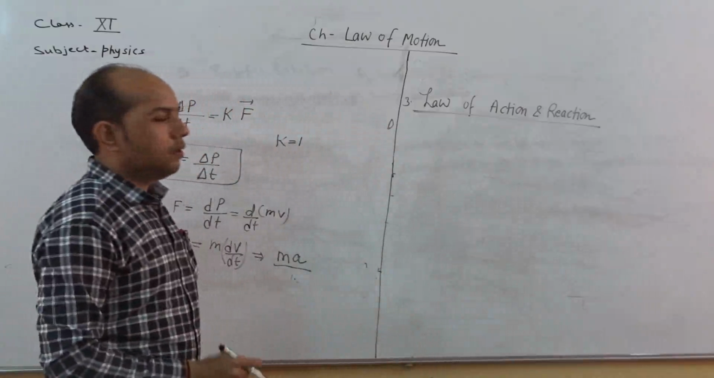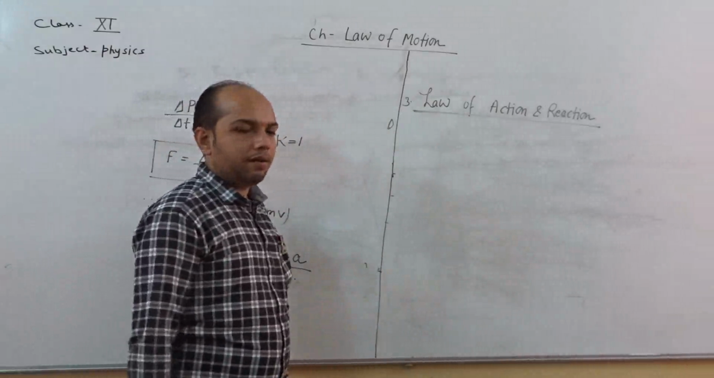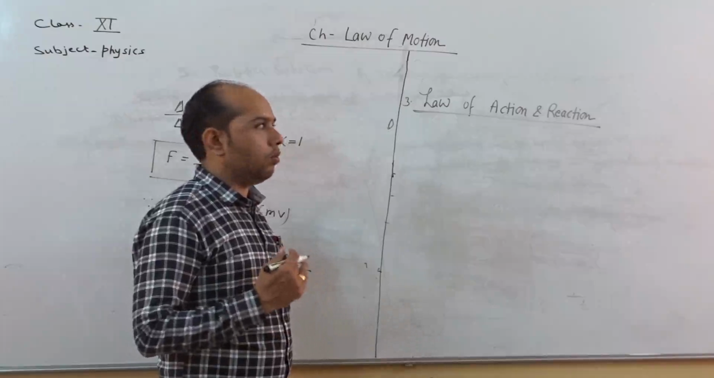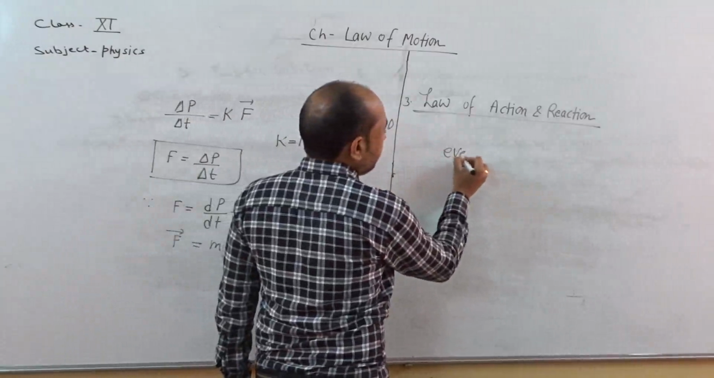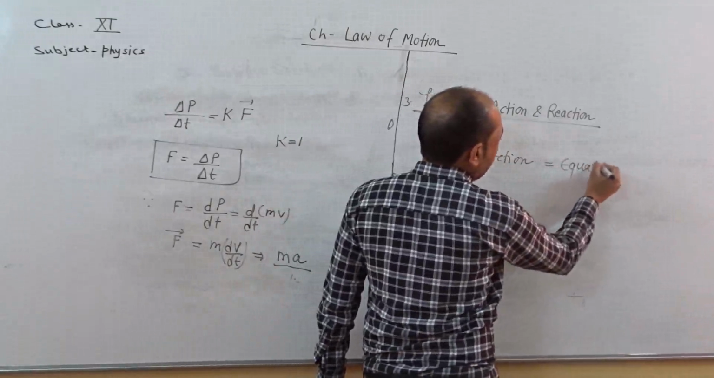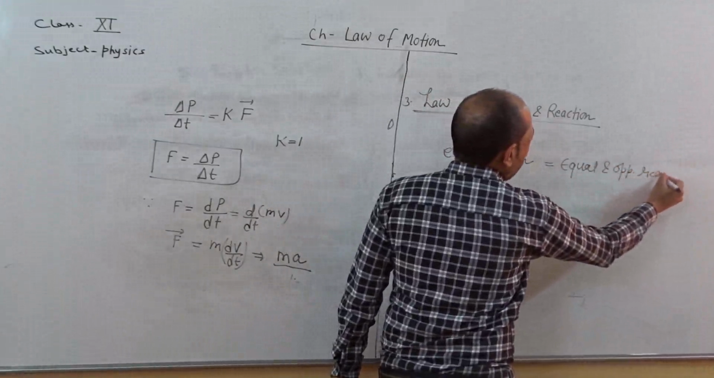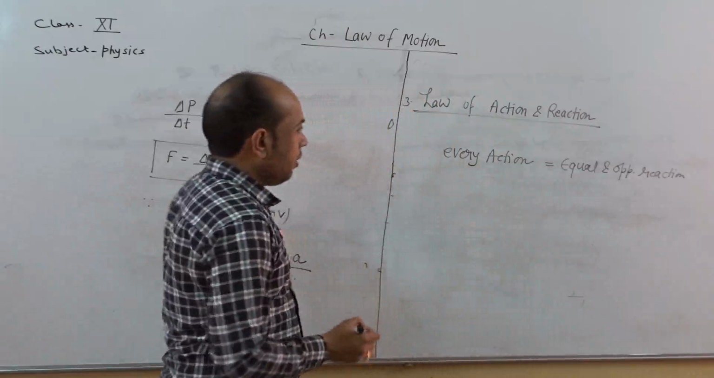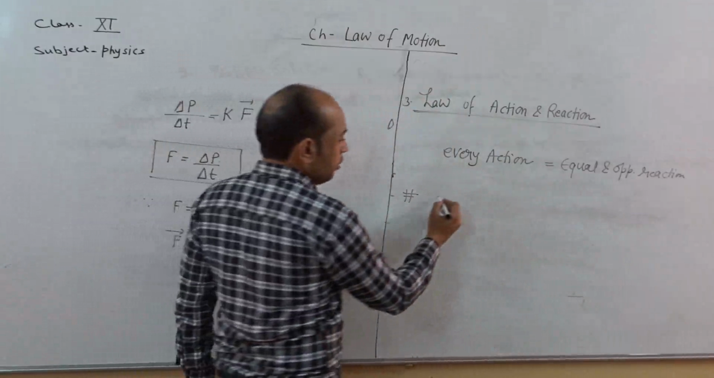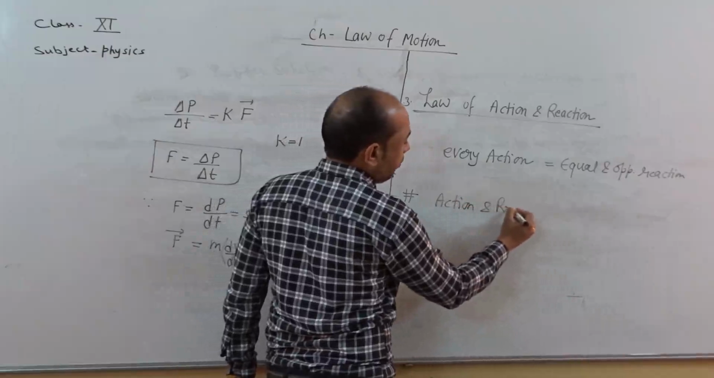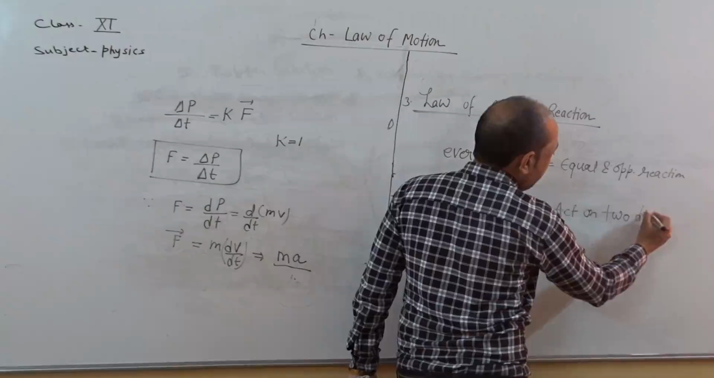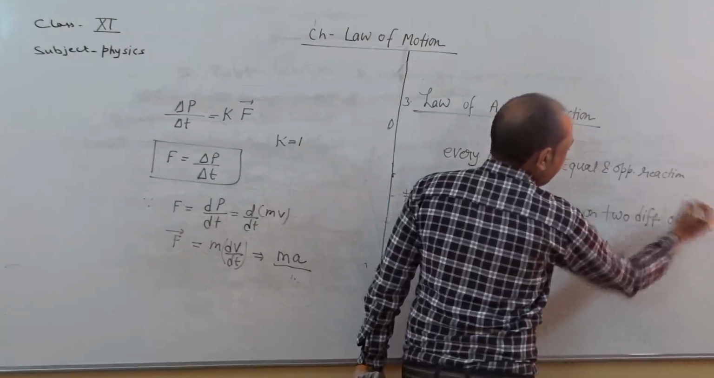Law of action and reaction. This third law of Newton states that whenever there is an action, there must be a reaction in equal amount. So every action has an equal and opposite reaction. And this is very important: both action and reaction act on two different objects, not on the same.